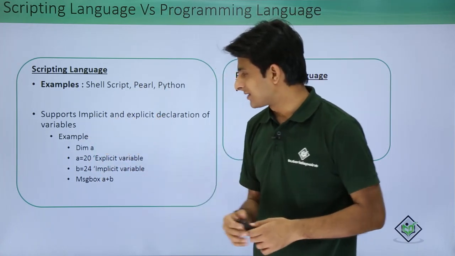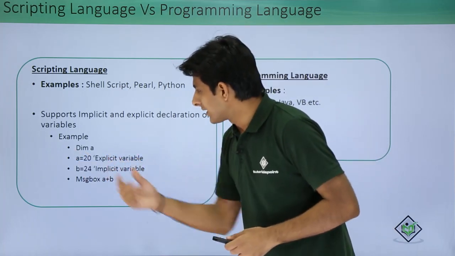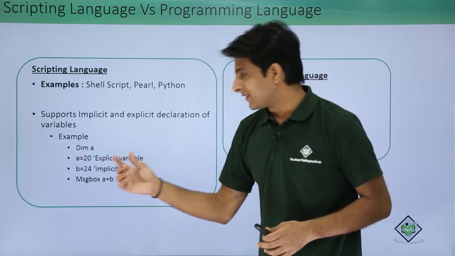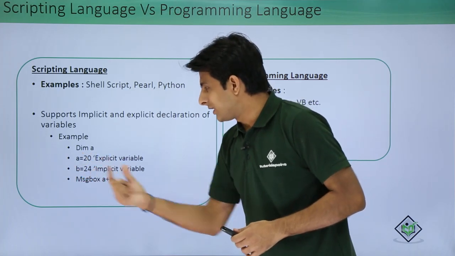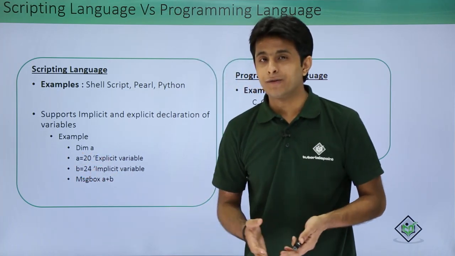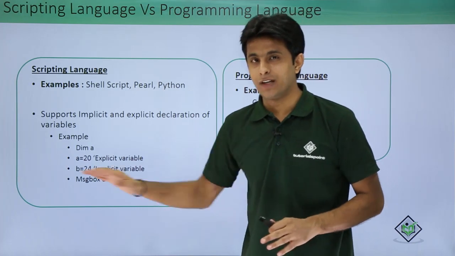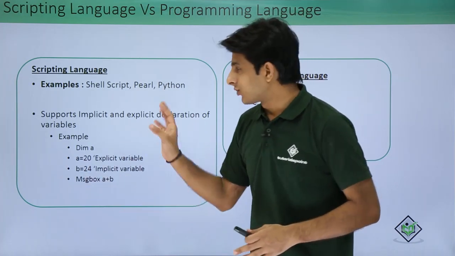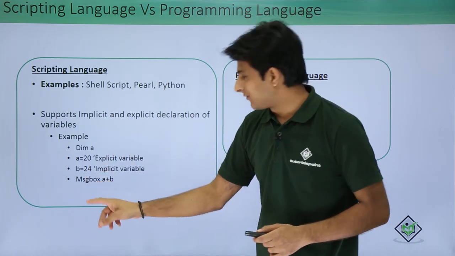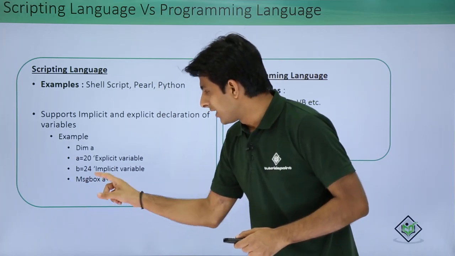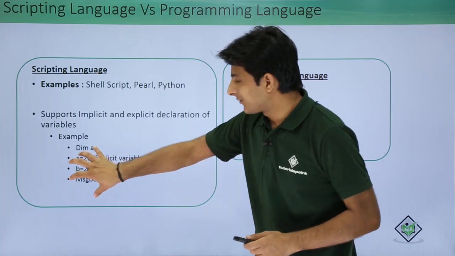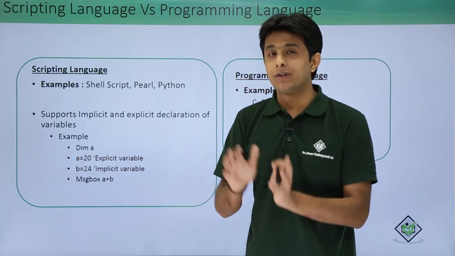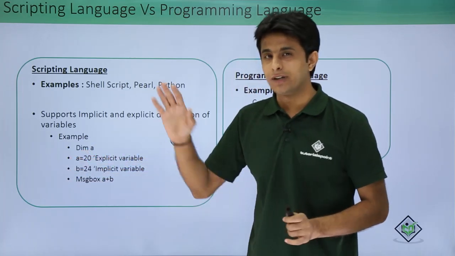You see an example given here. I have declared a variable, that is dim a. I have assigned the value 20 to a, whereas b equal to 24. Where did b come from? I have not declared variable b, but I am still using it. This is possible only in a scripting language. Then, message box a plus b: I am adding the two variables and displaying the result. So this kind of code will work. In short, in a scripting language you can use variables without declaring them.